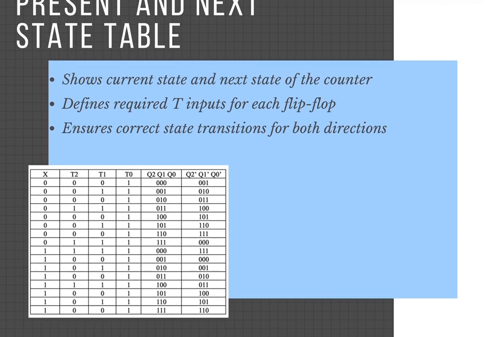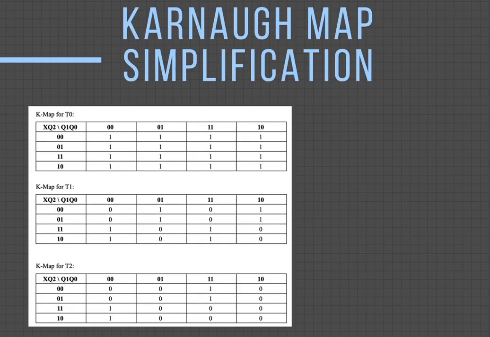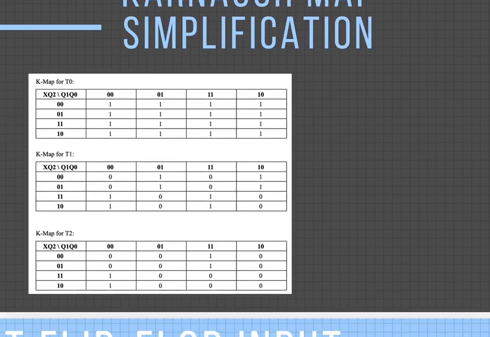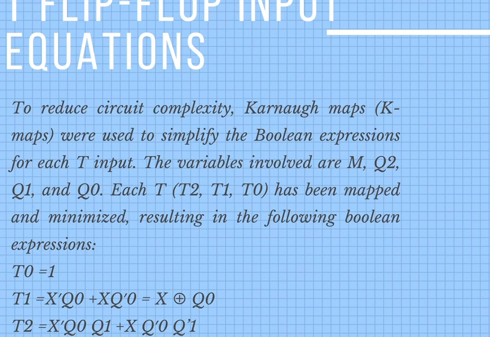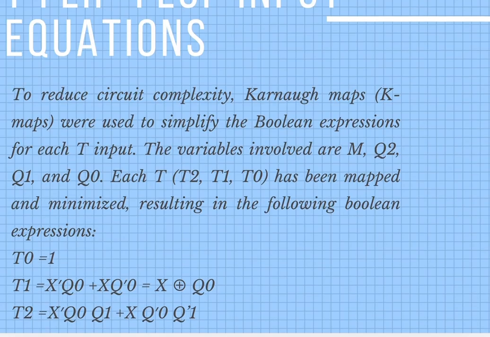To reduce circuit complexity, Karnaugh maps or K-maps were used to simplify the logic equations. The variables involved are x, q2, q1, and q0. Each T, which is t2, t1, and t0, has been mapped and minimized, resulting in the following Boolean expressions. The first one is t0 equals 1, and t1 equals x exclusive-or q0. And t2 equals x bar q0 q1 plus x q0 bar q1 bar.